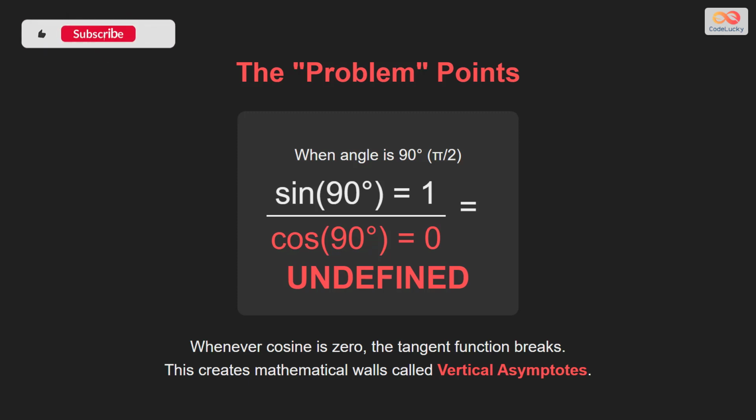Here is where things get interesting. At 90 degrees, or pi over 2 radians, the cosine value becomes 0. Since we cannot divide by 0 in mathematics, the tangent function becomes undefined at this exact point. This mathematical impossibility creates a vertical barrier on the graph, known as an asymptote.